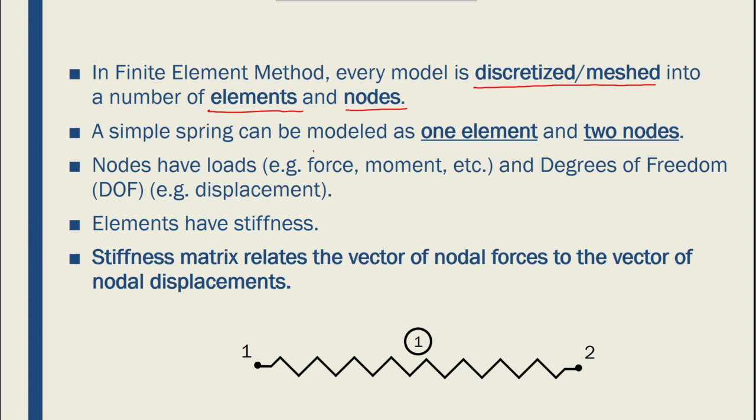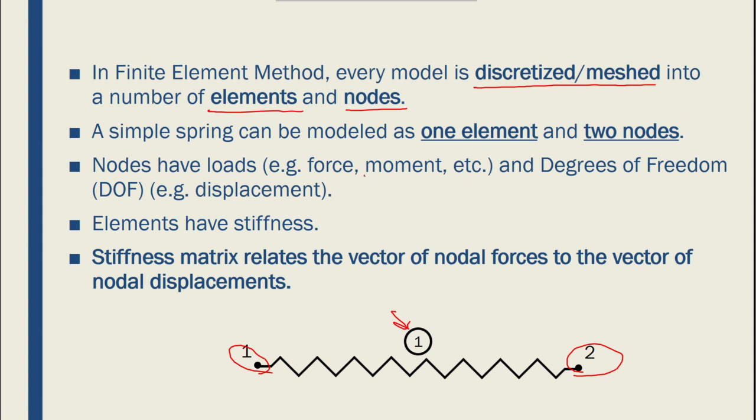A simple spring that we covered in this example so far can be modeled as one element and two nodes, like this. We denote the elements with a circle, and the element number is put inside the circle, and the nodes at the two ends of the element are just shown like that with two numbers. So we have node 1, node 2 for element 1.